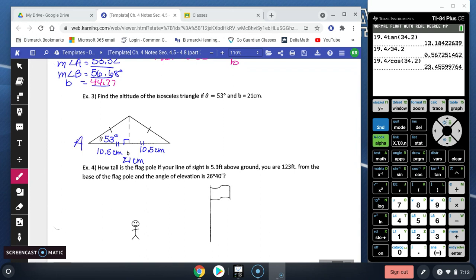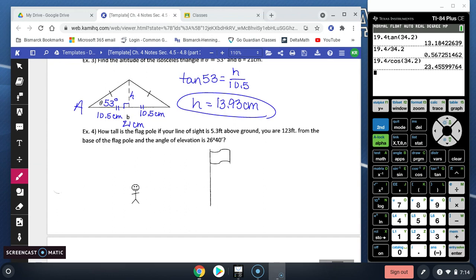So to find that altitude, if I go from this angle, I'm going to call it angle A. I have the angle measure. I know the adjacent side. I don't know the opposite side. That's what I want to find. So adjacent and opposite is tangent. So I can go tangent of 53 degrees equals opposite over adjacent. Okay, so I can multiply that out, and H is going to be 13.93 centimeters.